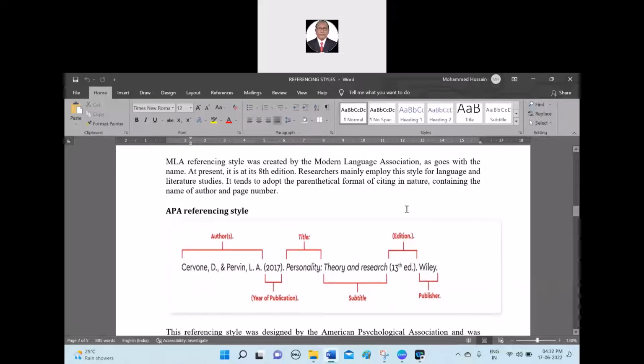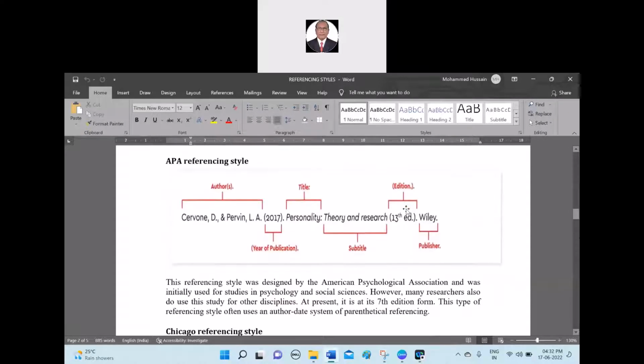This is the American Psychological Association. They developed this style, that's why we call it APA style referencing. In the referencing, it is shown clearly that the surname comes first, next the first name, and the second name is used as initials.